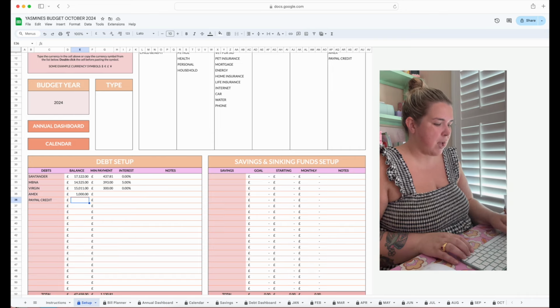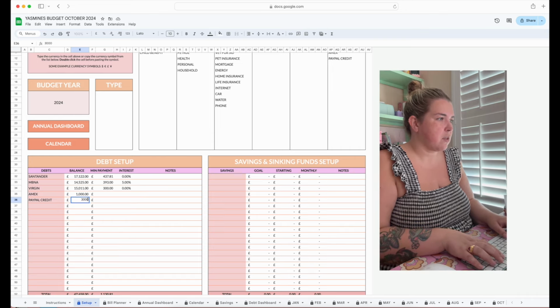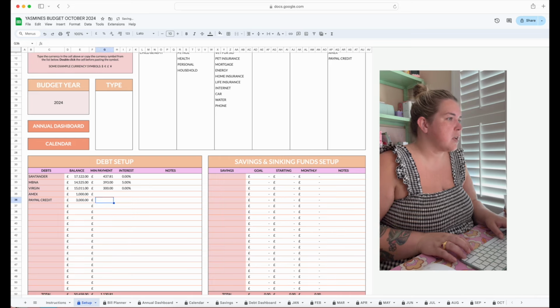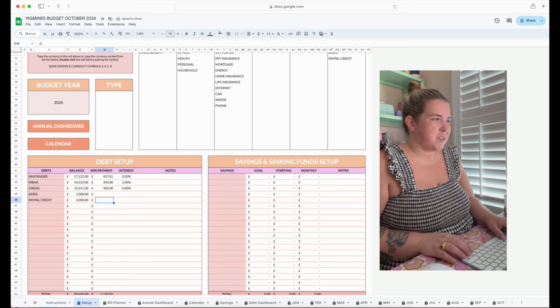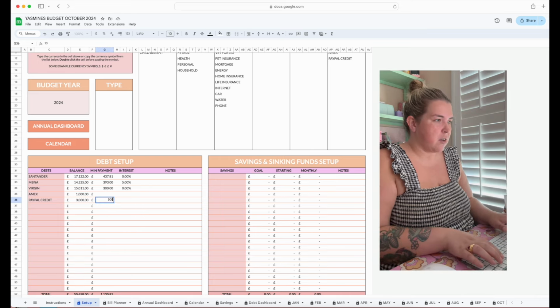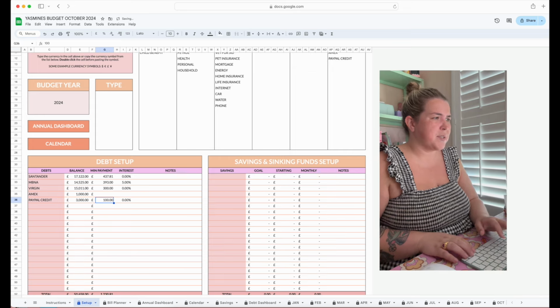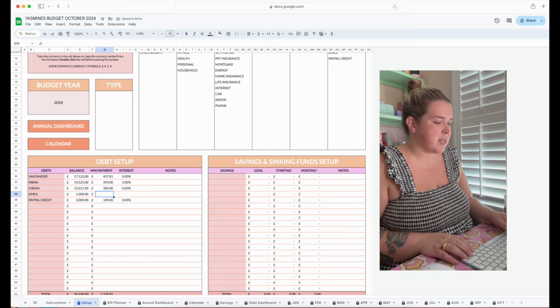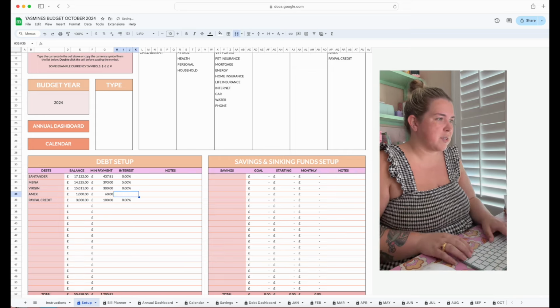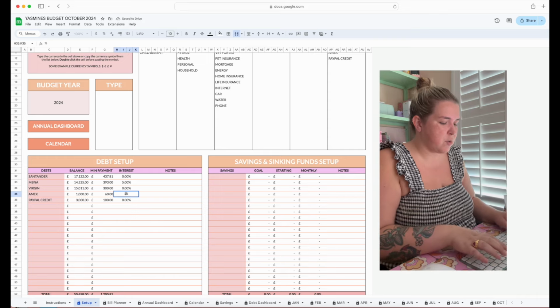And then PayPal has 3,000 on it. So PayPal doesn't really have minimums. I'm going to say £100 a month, and that is 0% I think as well. And Amex is something really silly like £60 a month, but it has quite high interest. I want to say like 18%.